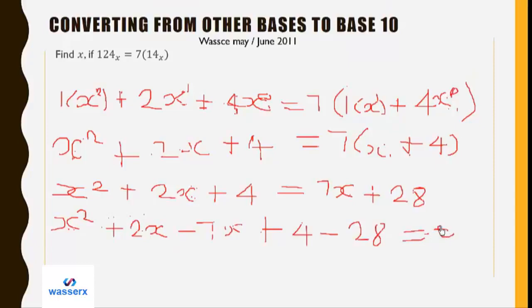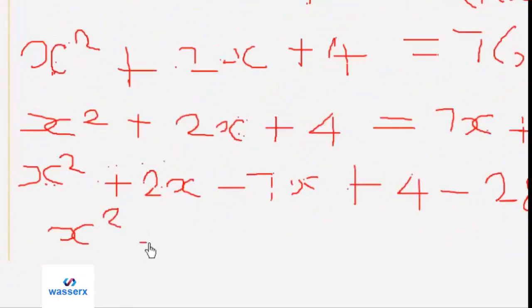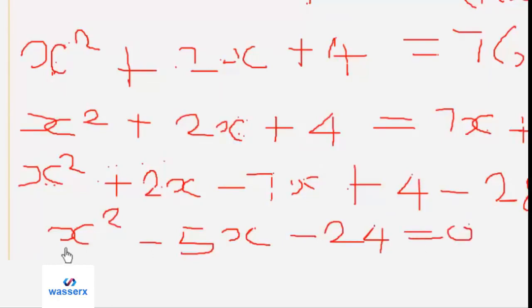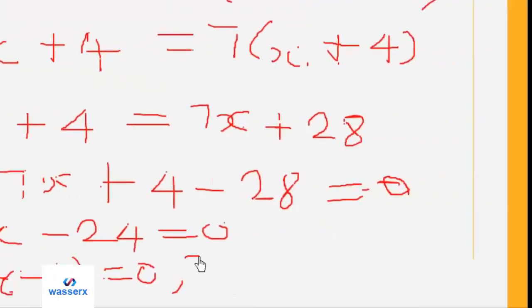Now we simplify, so we are going to obtain something like this: x squared minus 5x, then minus 24 equals 0. Now we factor this to obtain something like this: x plus 3 into x minus 8. So x minus 8 equals 0. So now either x equals 8 or x equals negative 3.